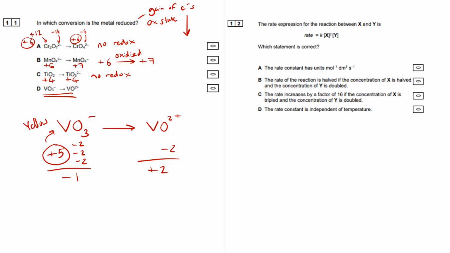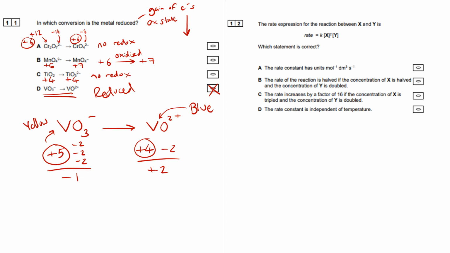Here's our rate expression for the reaction between X and Y. Which statement is correct? When it says which statement is correct, you do have to work through all of the statements just to make sure you're confident with your answer. So statement A, the rate constant has the units mole -1 dm cubed s to the -1. To work out the units for the rate constant, you rearrange the rate expression to make k the subject. So k equals rate over x squared times y.